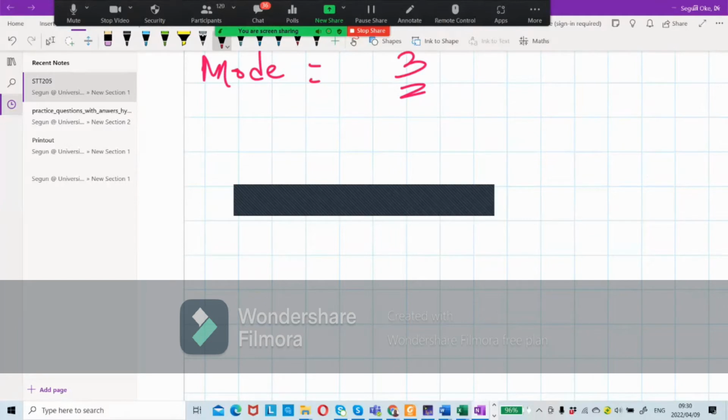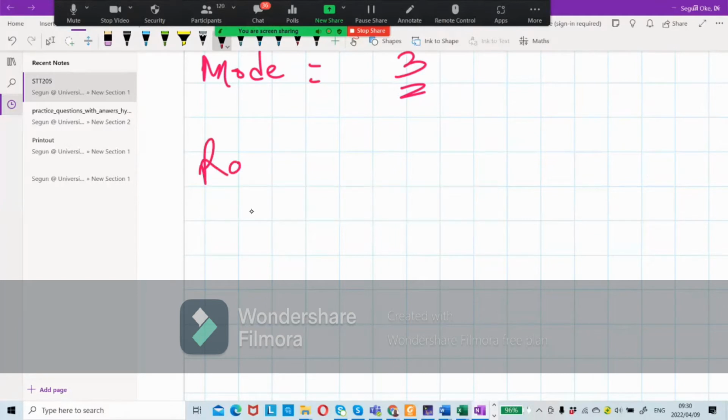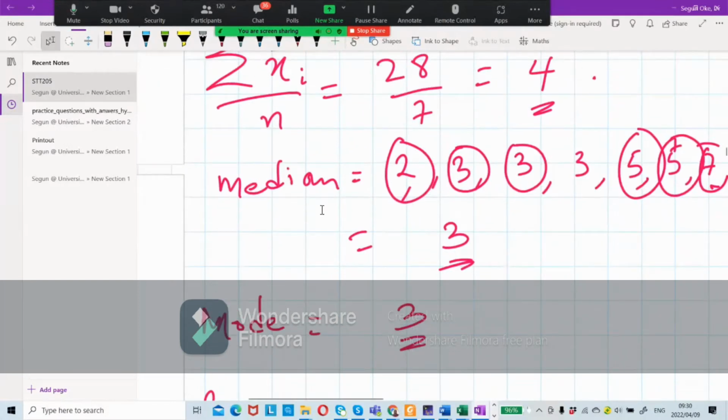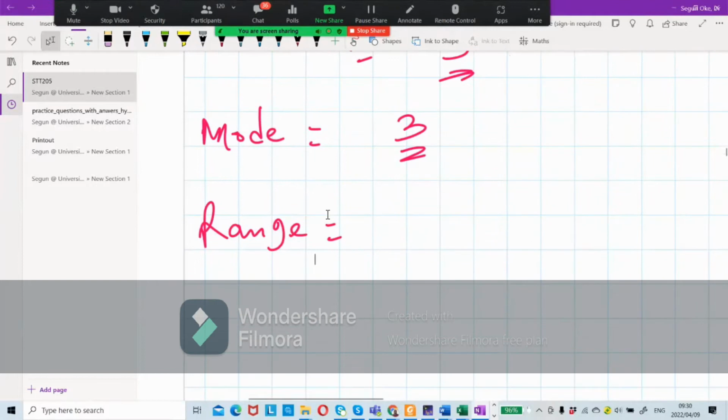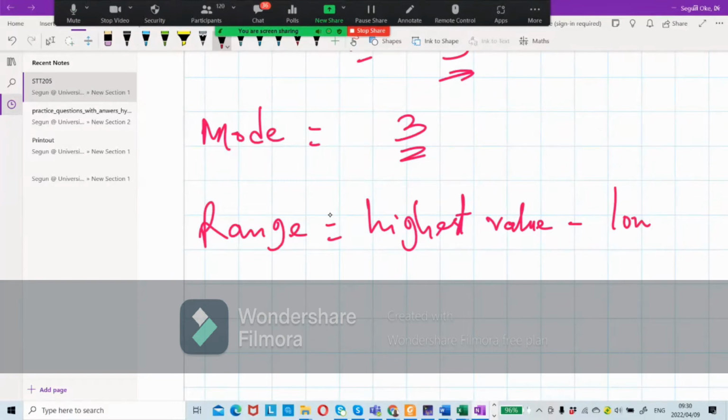So the range, we need to calculate the range. The range is, what is the highest value here? 7. The highest value minus lowest value. That's 7 minus 2, which is equal to 5. That's all. That's how you solve that problem.